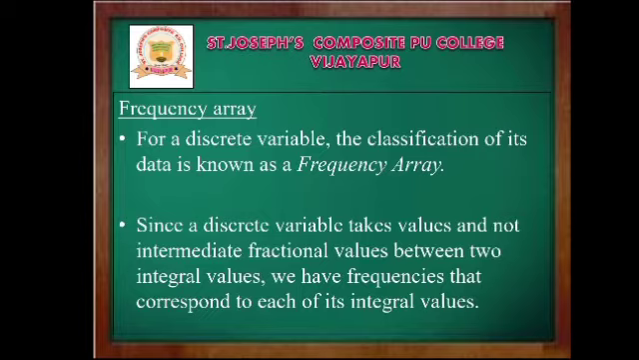Then let me discuss the frequency array. For a discrete variable, the classification of its data is called a frequency array. Since a discrete variable takes only integral values and not intermediate fractional values between two integral values, we have frequencies that correspond to each of its integral values. So this is the frequency array.